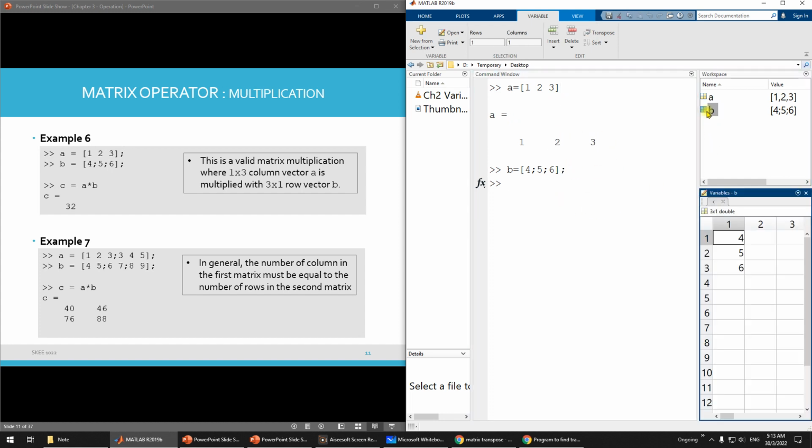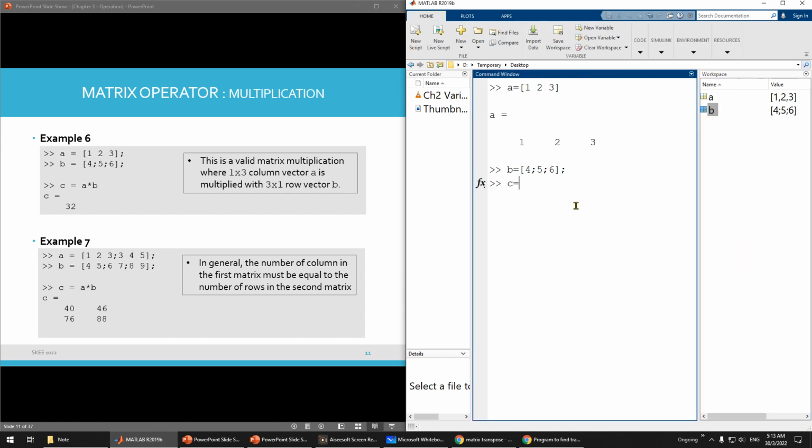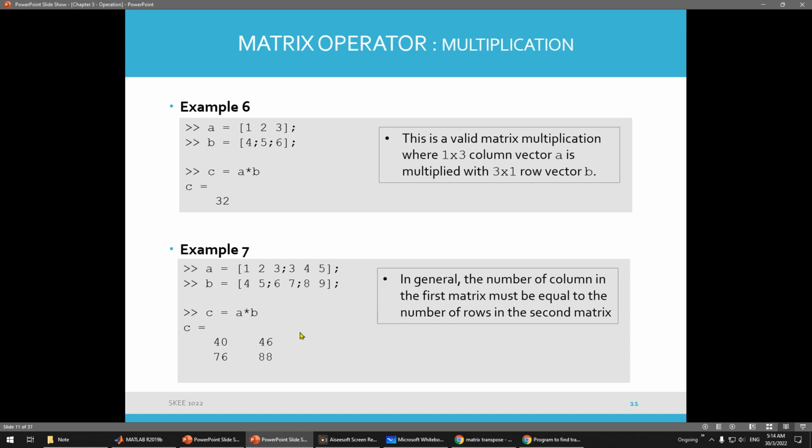Okay, so you can see here, so C is equals to A multiplied by B. You get 32. Okay, you should know how to do both manual and in MATLAB. Okay, so move on to example 7. Okay, 1, 2, 3, 4, 5, 6.